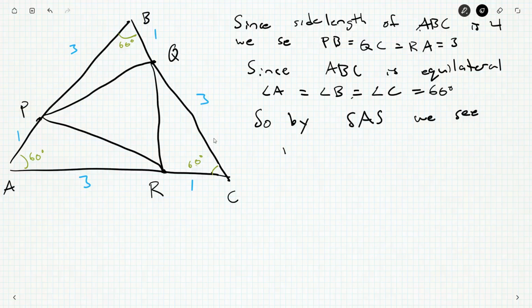We see that PBQ is congruent. We use the congruent symbol rather than one squiggly line. We make it a squiggly equals. QCR congruent to RAP.